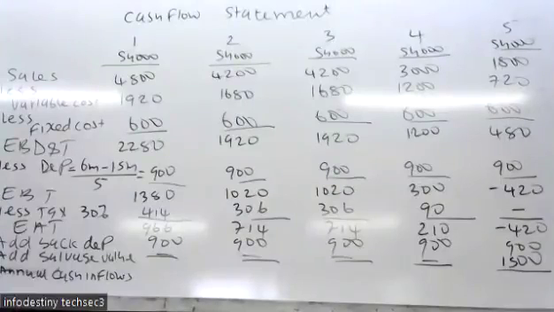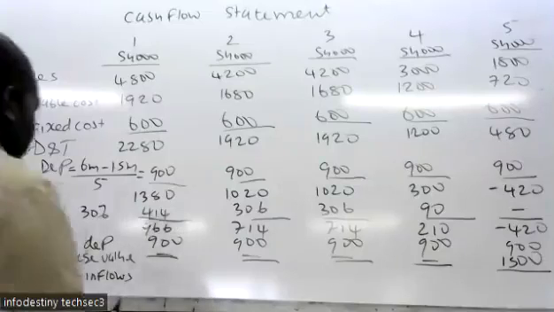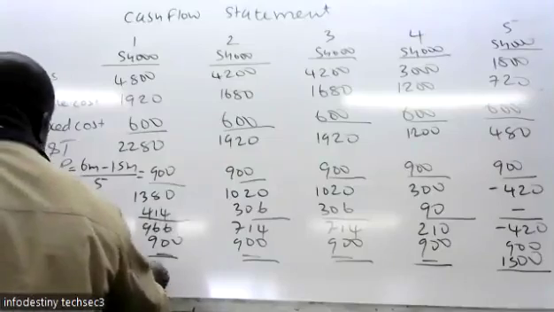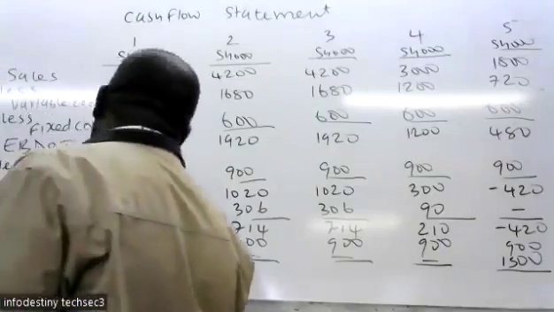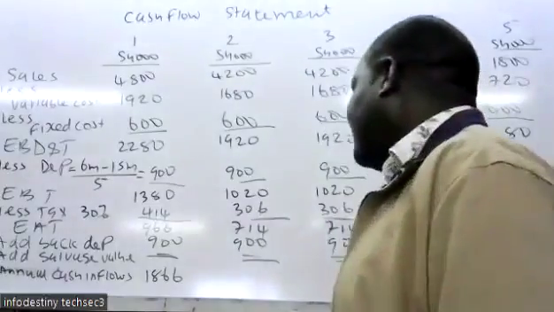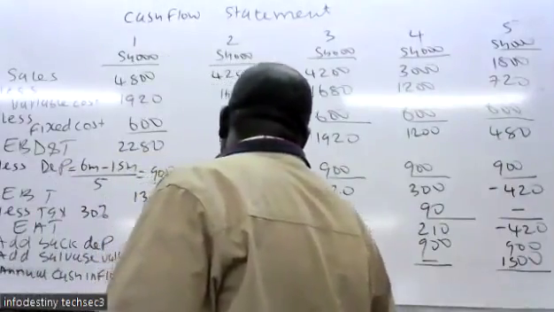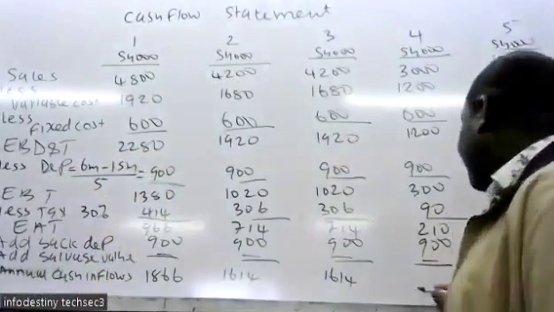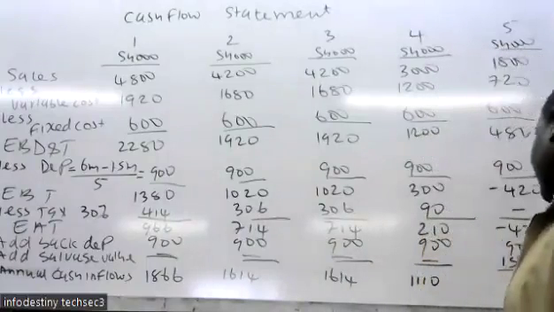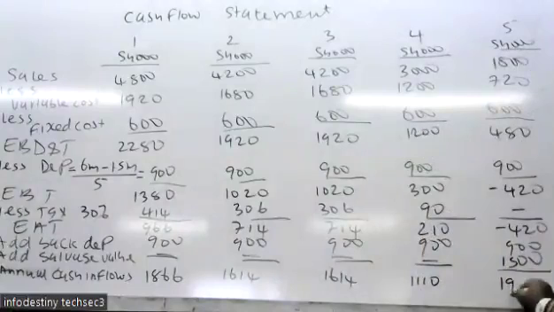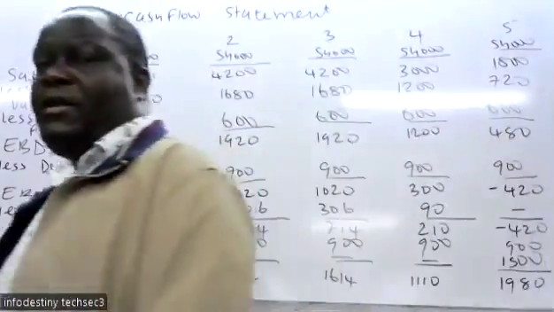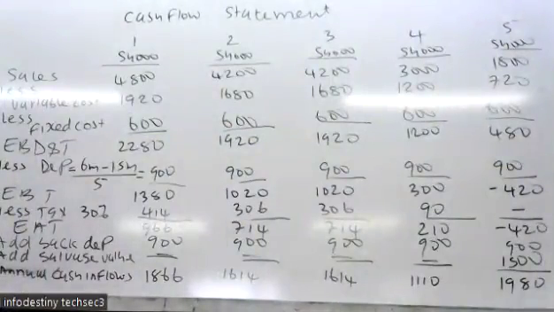So year 1 will be how much? Get the figure of 1866. So year 2 should give us which value? 1614. Also 1614. This one is 19 hours. So we have everything. Those are now the annual cash inflows.